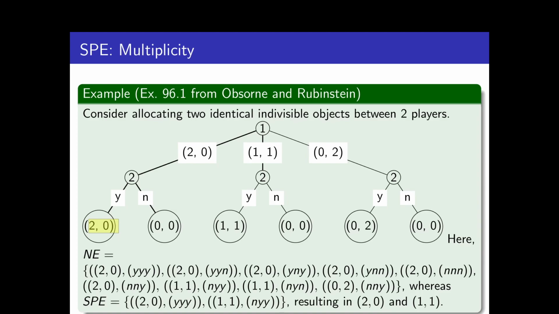So this example is actually a nice example also to see the distinction between Nash and subgame perfect. So look at the following example. Consider allocating two identical and indivisible objects between two players. So you just need to decide who gets how many objects. Indivisible means that you can only give one object, no object, or both objects to a player. And they're identical, so you don't care whether you get object 1 or object 2.